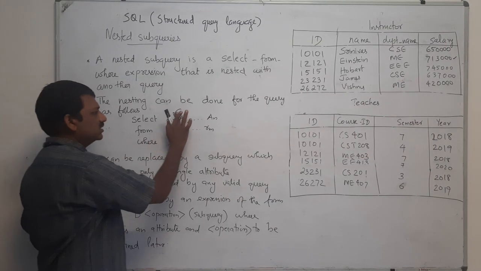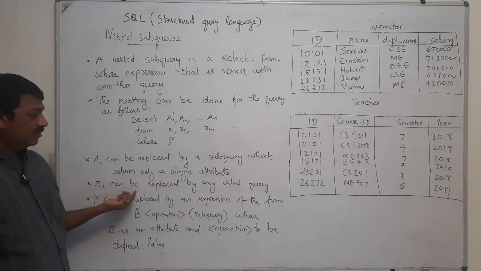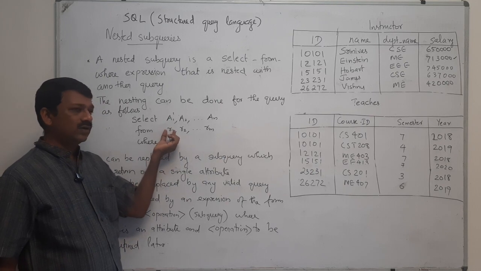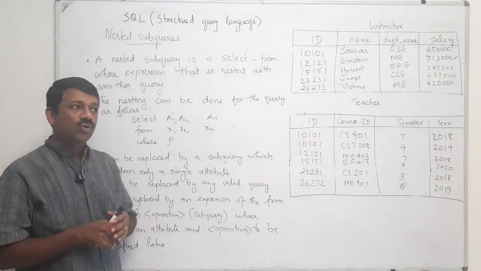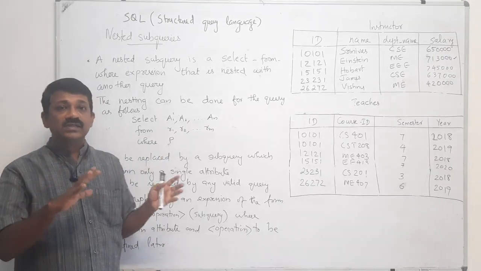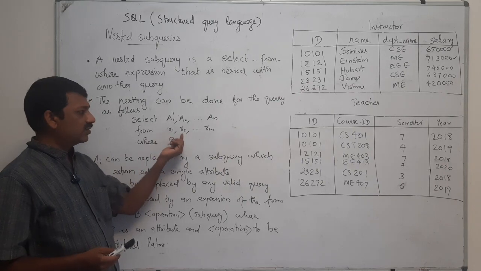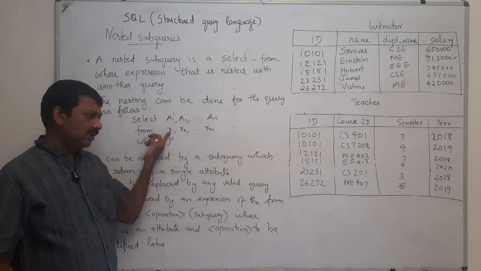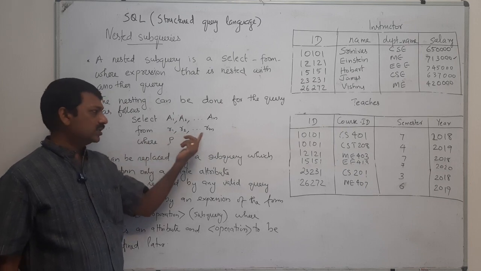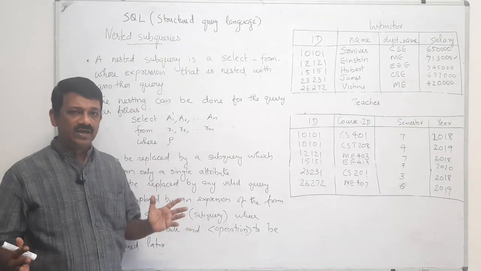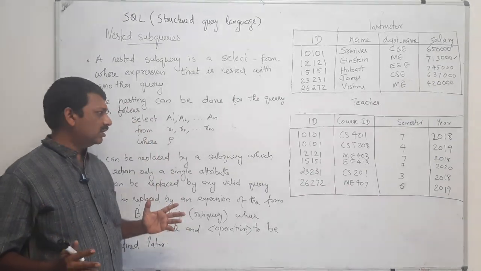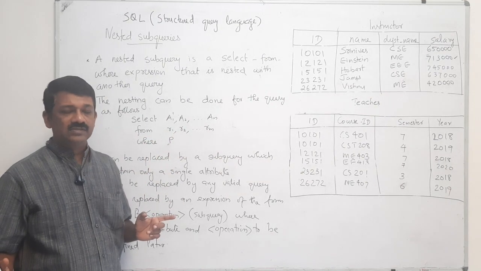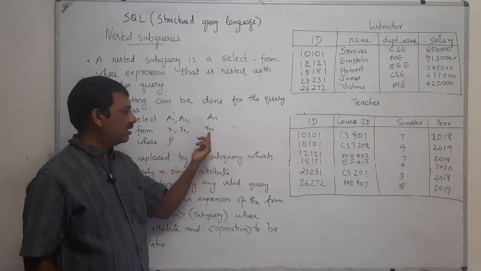So the next one is that ri can be replaced by any valid query. Instead of this r1, r2, etc. you can have a query. A query always returns a table. So r1, r2, etc. to rm are relations or tables, and instead of those relations or tables, we can have a query here. That means instead of this r1, we can have a select from where query. So these are the points.